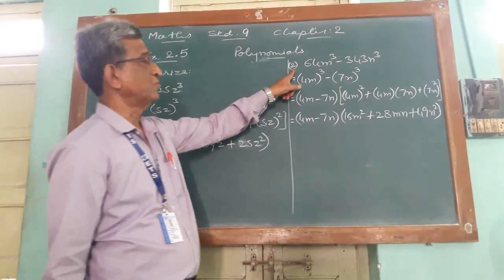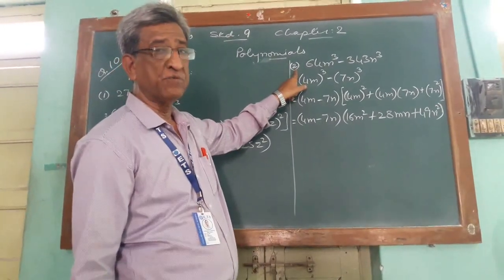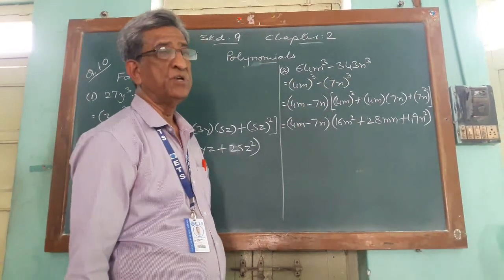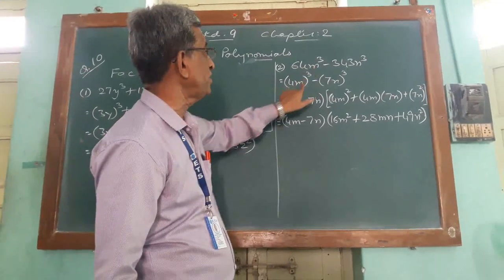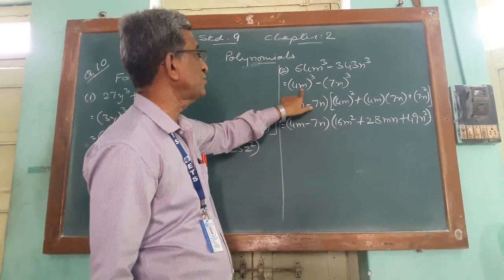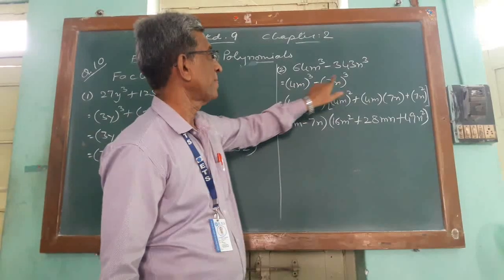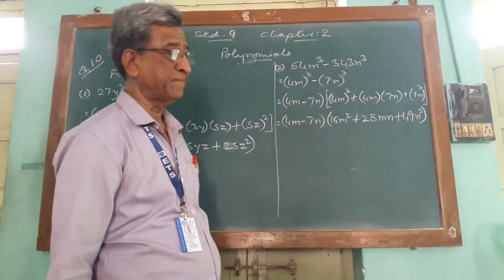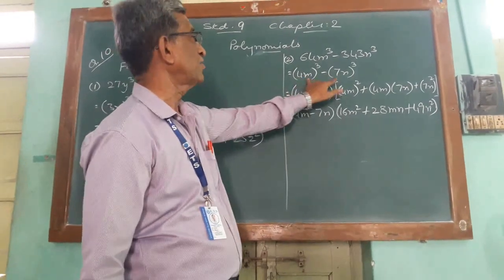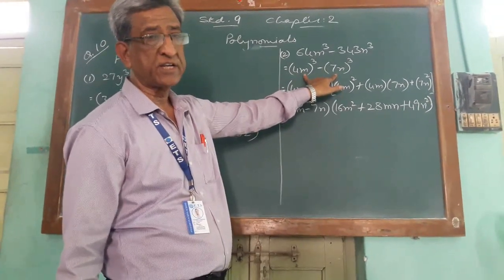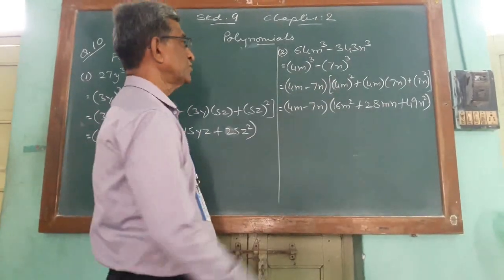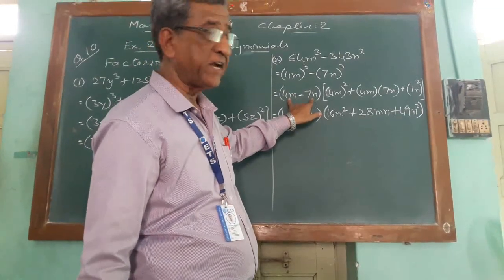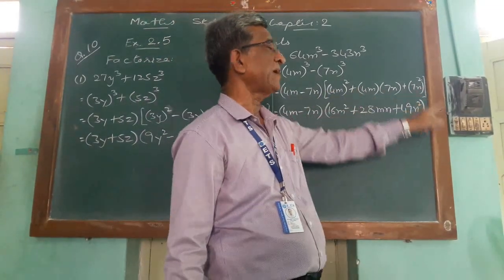Similarly, question number 2. Again they both are cubes. 64m cube minus 343n cube. 64m cube can be written as 4m whole raised to 3, minus 343n cube, which is the cube of 7n. So again you got the formula a cube minus b cube. So in the first bracket you will write a minus b, into another bracket a square plus ab plus b square.